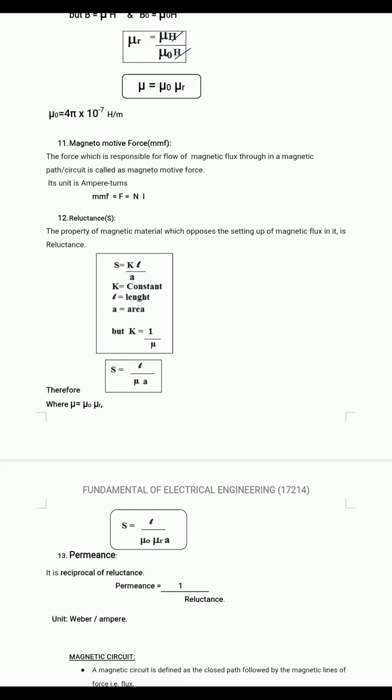So I hope you got all the definitions in the magnetic circuit, and they will help you in your further studies and in numericals. You can solve magnetic circuit numericals easily. I hope you understood magnetic circuit well.